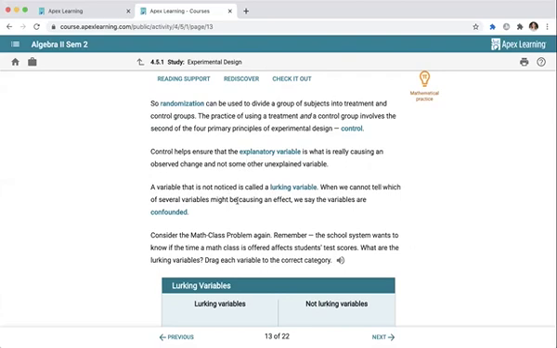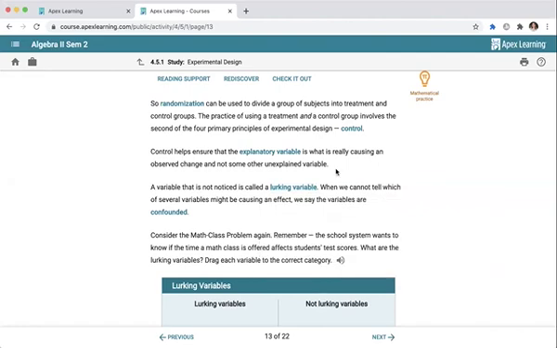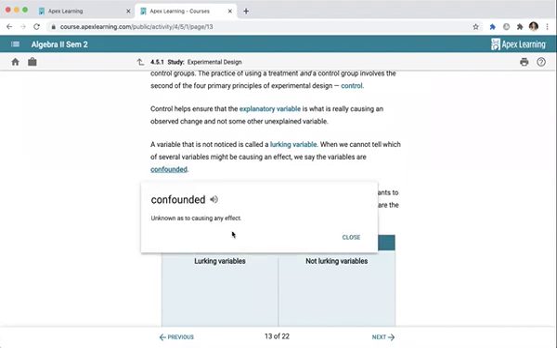Okay, a variable that is not noticed is called a lurking variable. Okay, it's called a lurking variable. All right, and it may or may not have an effect on the outcome of an experiment. All right, so earlier we were talking about our plant growth from biology class, right? So one of the lurking variables in that might have been temperature in the room, right? You might have been trying to study water as your explanatory variable, but temperature might have had an effect as well. Okay, and we can say variables are confounded, which is unknown as to causing any effect.